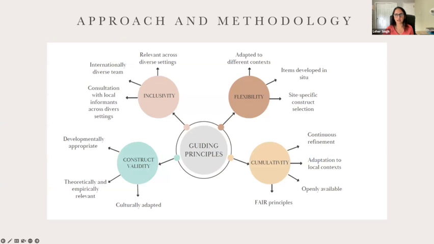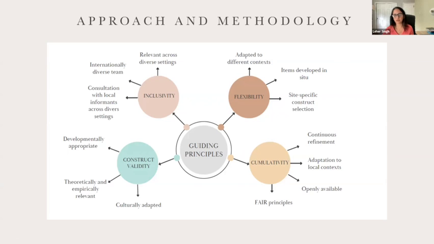So in approaching this task, we had 4 principles in mind. We prioritized 4 things: construct validity, inclusivity, flexibility, and cumulativity. So we wanted constructs that were developmentally appropriate for infants, which are often different from constructs that are used for children or adults, that are theoretically and empirically relevant, that are culturally adapted, that are inclusive, so they can be used across a variety of settings, and they could be used in consultation with local informants to really generate culturally specific items. But we wanted something that was flexible, that could be adapted across different settings, with items developed on the ground with local expertise, and therefore having very site-specific construct selection and item development.